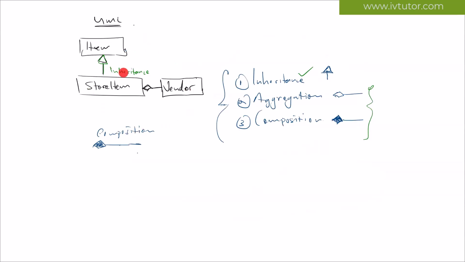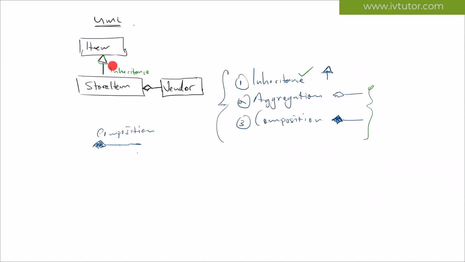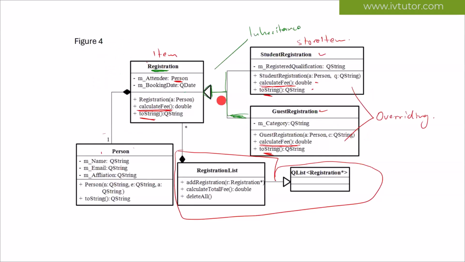We've covered inheritance. We've covered this part where inside store item there's a vendor. There's nothing new there. That's exactly what's going on here. Inside registration, there's a person. So if you can understand it using this example, we're going to take that knowledge and apply it here. Nothing changes. Only different classes, different functions, but same thing everywhere. Clear?